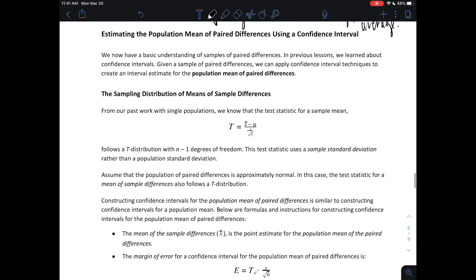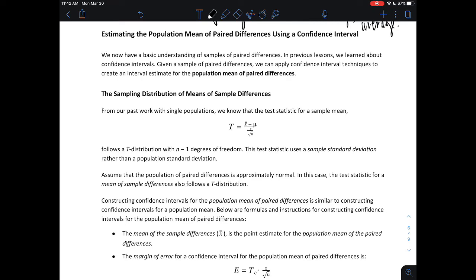So now we move on to concluding this whole lesson, estimating the population mean of paired differences using a confidence interval. We now have a basic understanding of samples of paired differences. In previous lessons, we learned about confidence intervals. Given a sample of paired differences, we can apply confidence interval techniques to create an interval estimate for the population mean of paired differences. The sampling distribution of means of sample differences.